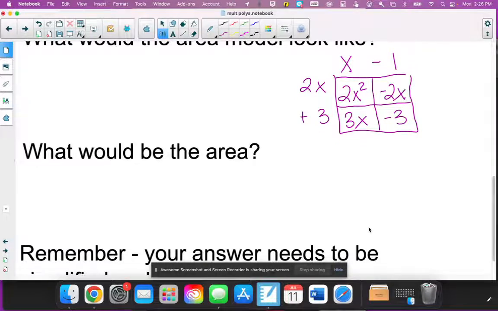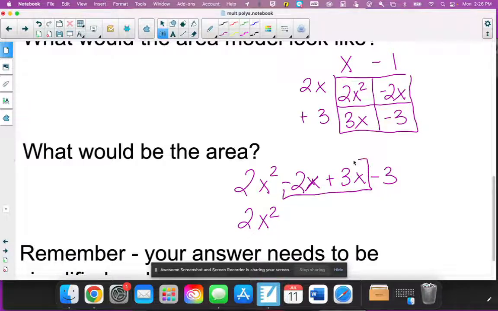Okay, now the only thing is on this, when you go to multiply it, right, you have to make sure your answer is in standard form. So let's write out what we have here. We have 2x squared minus 2x, that's a positive 3x, and a negative 3. So those are the 4 pieces that I have. So let's put this into standard form to make sure that it is written as simplified as it can be.